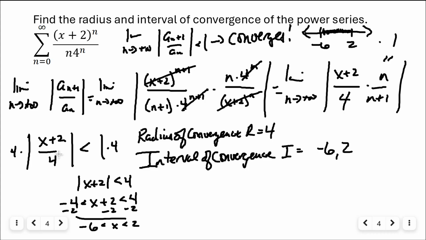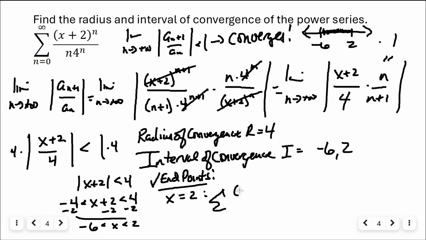And what do I know about the ratio test? When the limit is equal to 1, the test fails. So I have to use another test. So I have to check the endpoints. I'm going to check each endpoint in the original series that I see up top. So I'm going to start with 2. I'm going to start at x equals 2. Substitute that one in first. It's a little easier to work with.